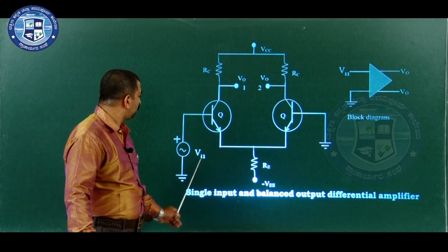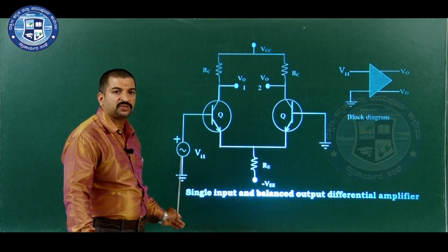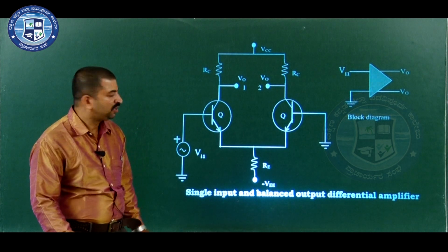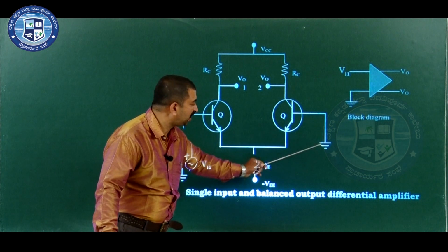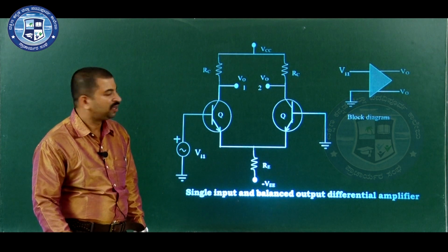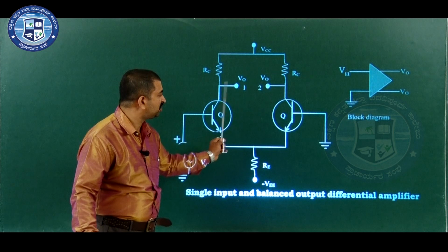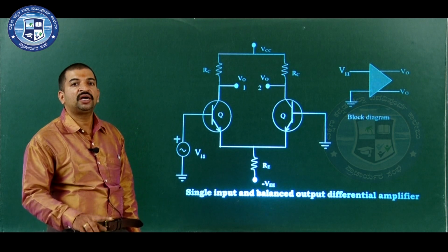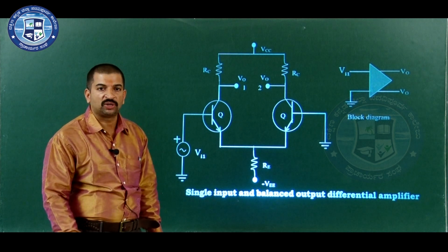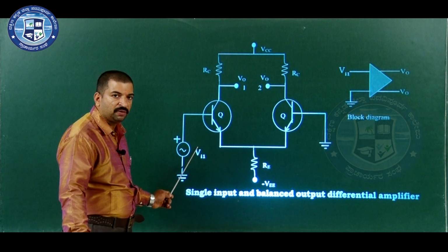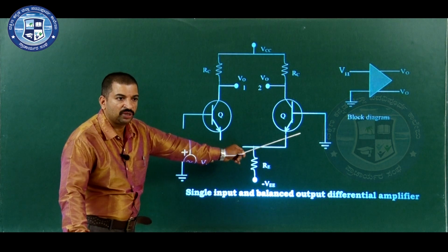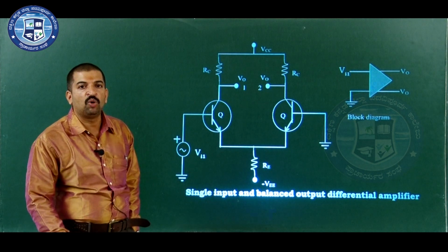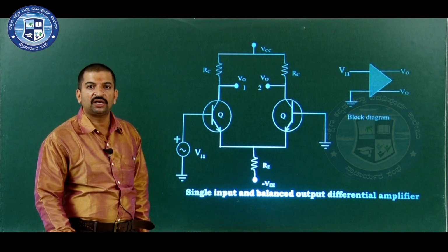Now look at the circuit. The input signal is applied to the base terminal of one of the transistors. The base terminal of the other transistor is grounded. The output signal is measured across the collector terminals of both transistors. So, the name single input balanced output. Only one input signal, the other input is grounded. Output signal is measured across the collector terminals of both transistors with respect to ground.